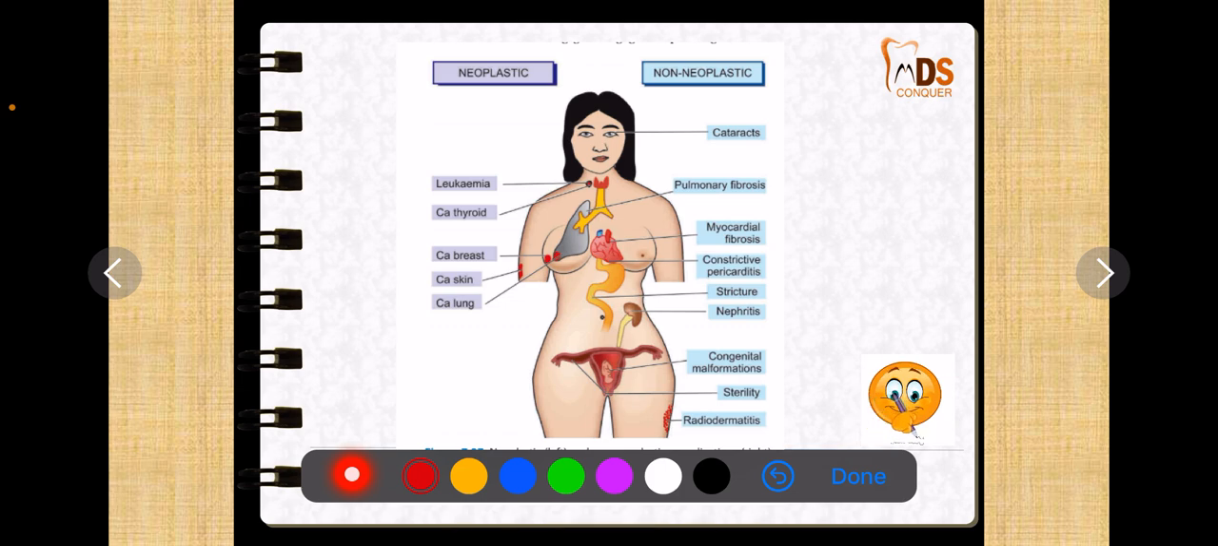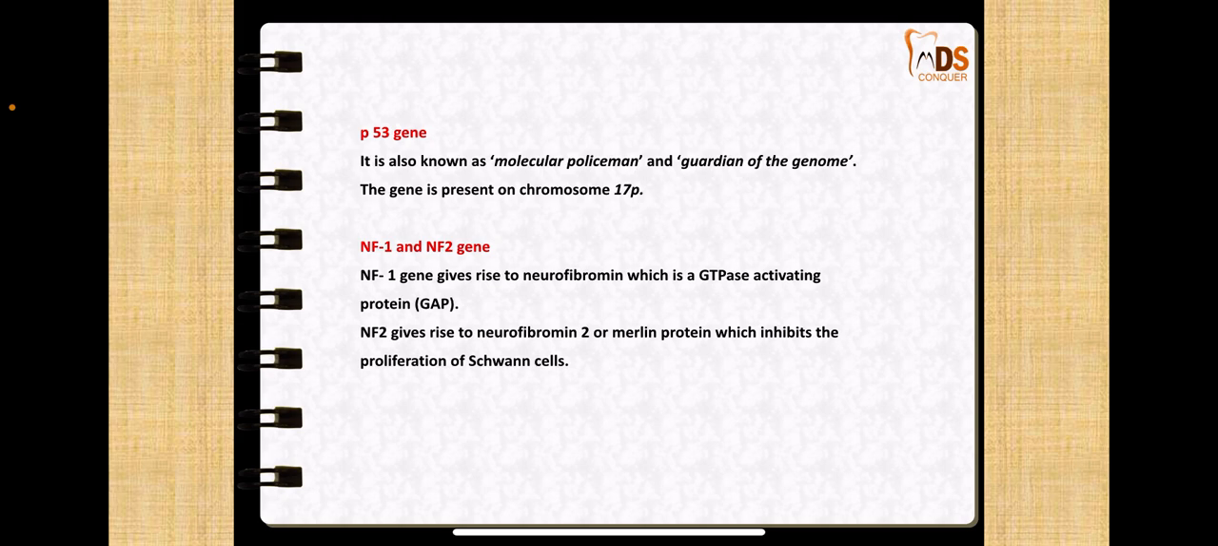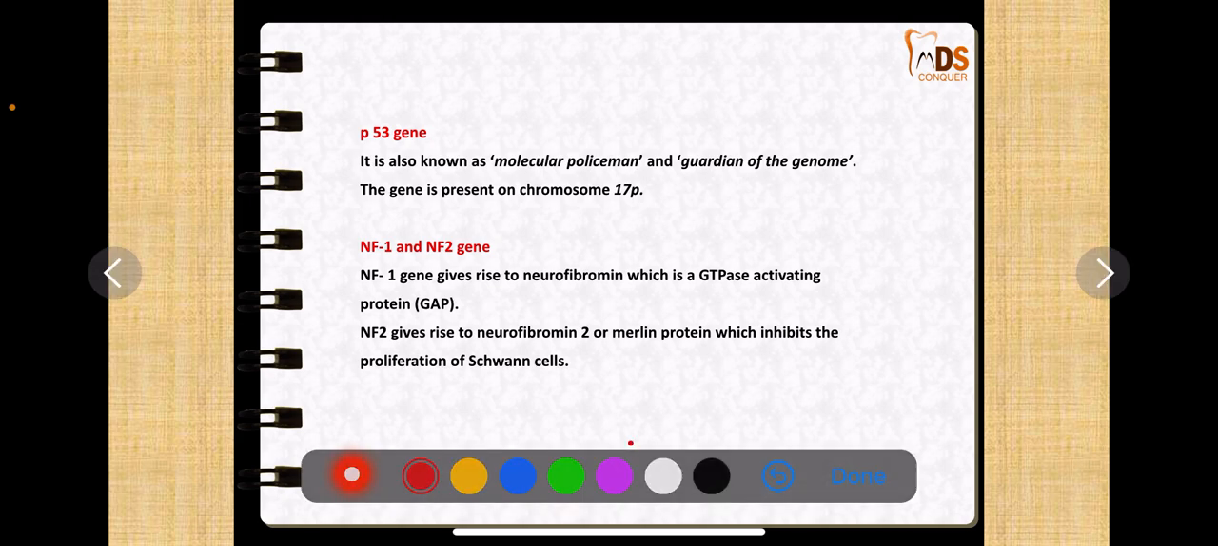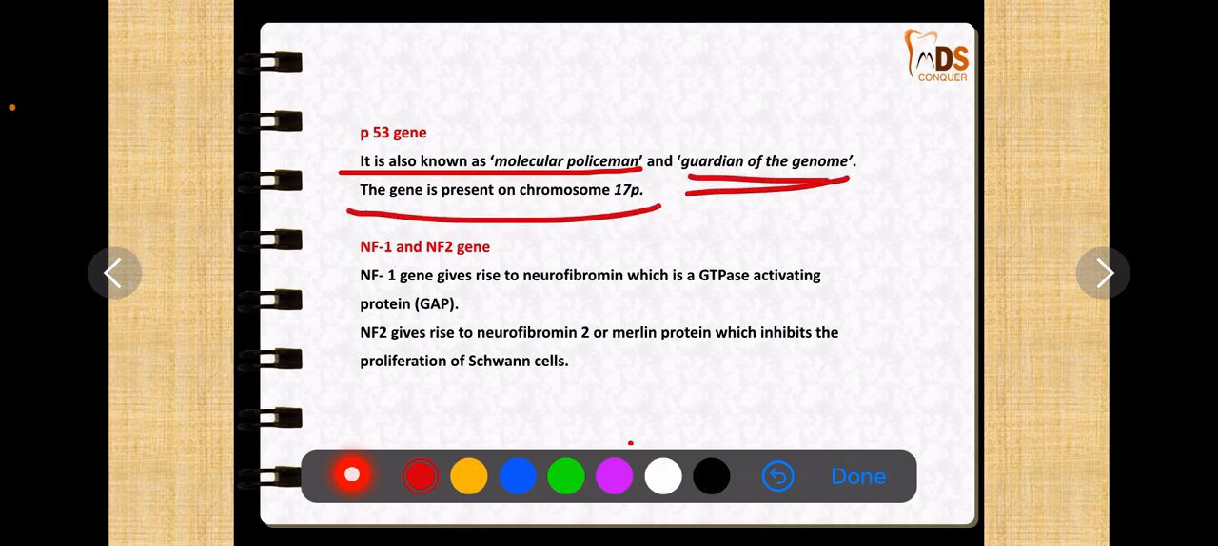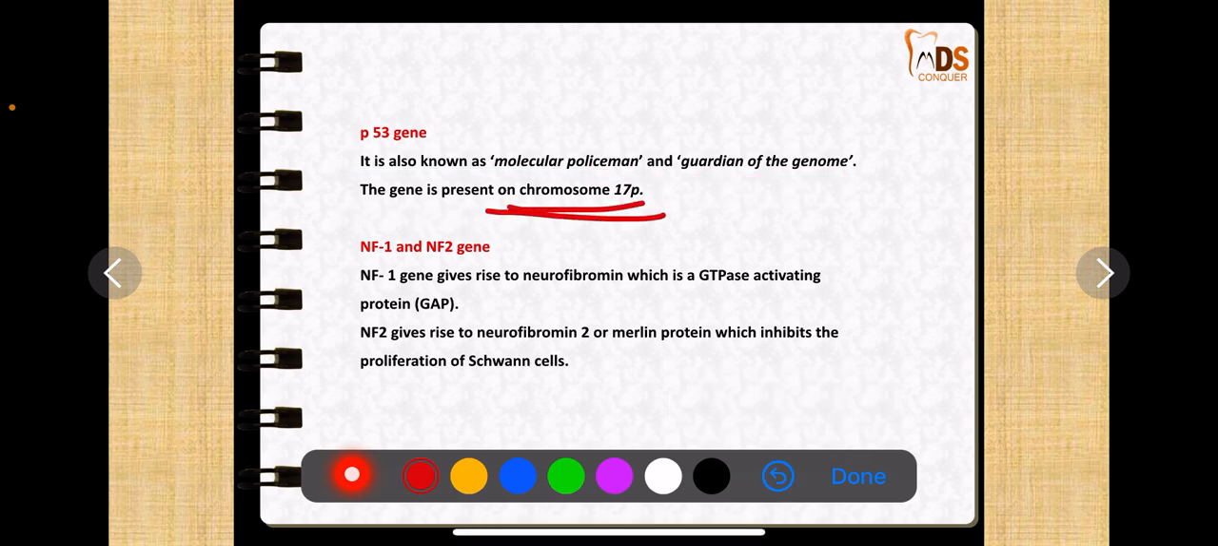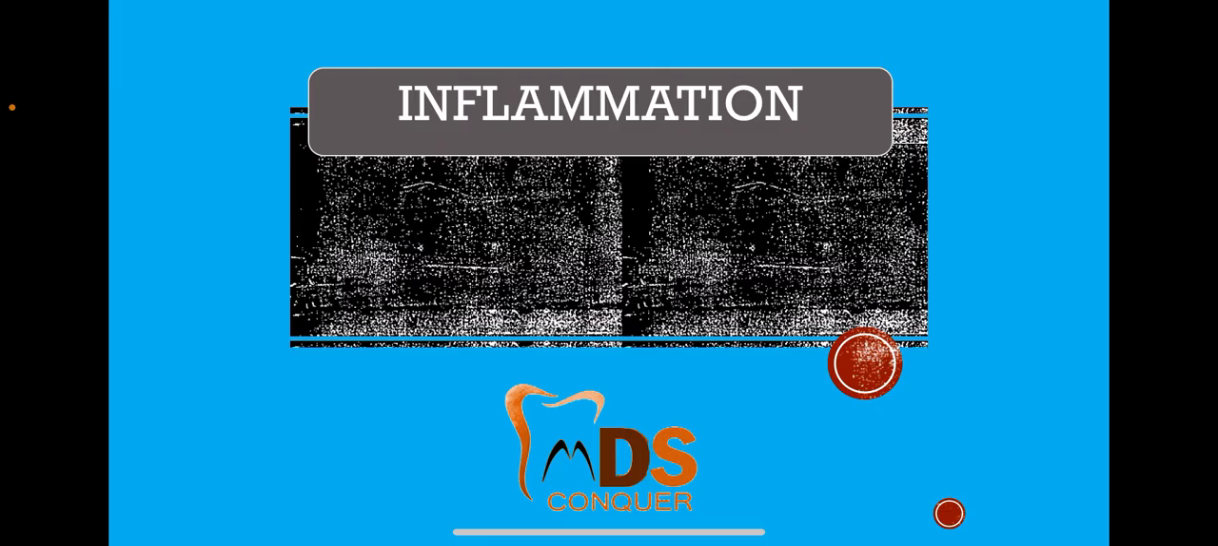Okay, so next complications of ionizing radiation, you are already very well known with it. So neoplastic and non-neoplastic complications. Next, again quite important is p53, called the molecular policeman and guardian of the genome. Okay, and it's represented at 17p. So p53 is at 17p, and it is called the molecular policeman and guardian of the genome, and this is regarding NF1 and NF2. Okay, so with this we are done with the neoplasia.